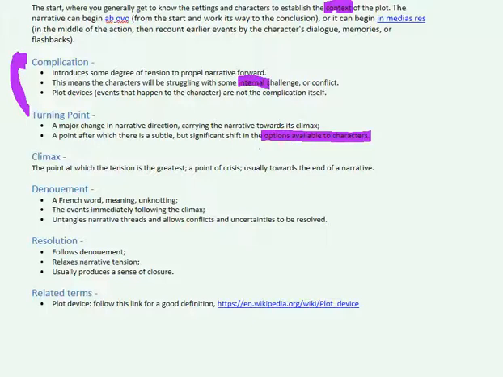Now, the climax is the point in the narrative where the tension is its greatest. It's a point of crisis. All right? Everything's on the line, and it's usually towards the end of a narrative. Why? Because if it was in the middle of a narrative, you would have no reason to read on. You'd get past there and just go, yeah, this is getting really boring.